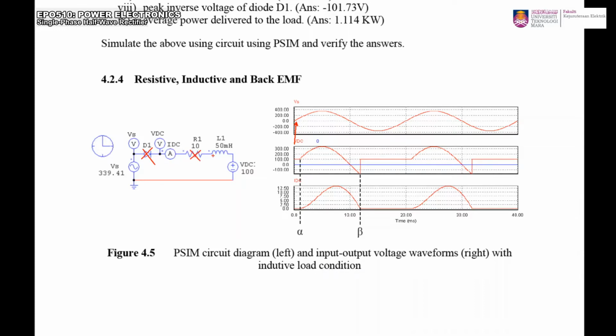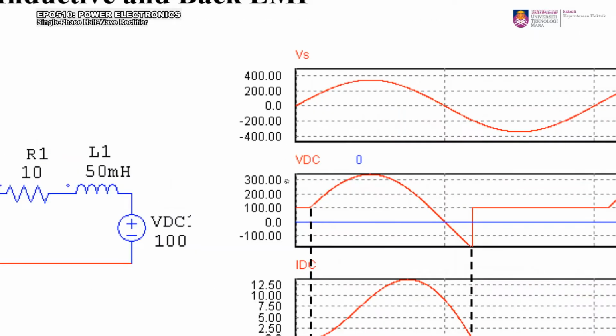So there will be no voltage drop here. However, if you measure VDC, then VDC will be equal to the back EMF, which is 100 volts. That's why, if you look at the waveform of the output voltage, when the back EMF is greater than the supply voltage, you're going to see that VDC equals 100 volt. That can be clearly seen here. I can enlarge it. Look at that, the output voltage exactly equals 100 volt, which is the back EMF.